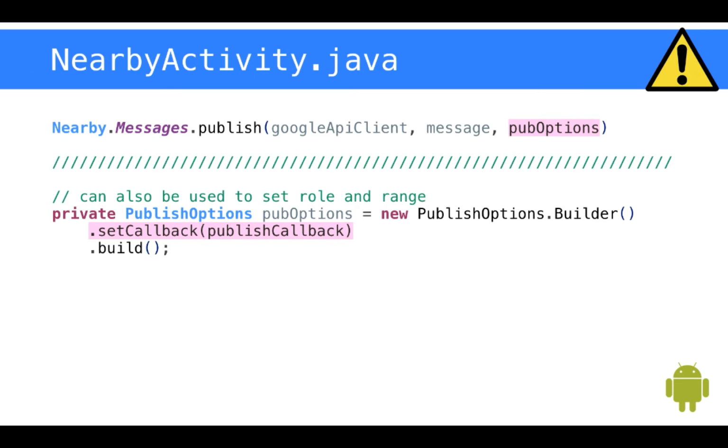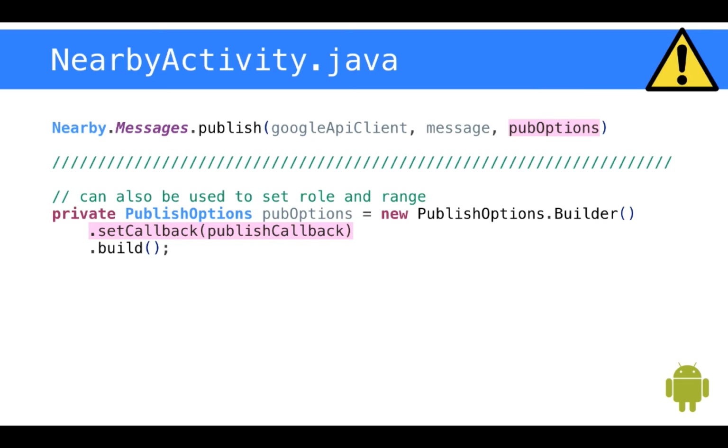So the last option here is publish options. In the example app, I don't use this for much, but you can use this. This is where you would control things like the role you're playing. You can either be publishing or subscribing or publishing and subscribing. And this is also where you do any setting of range limitations if you want this to be earshot mode of 5 feet or the 100 feet.